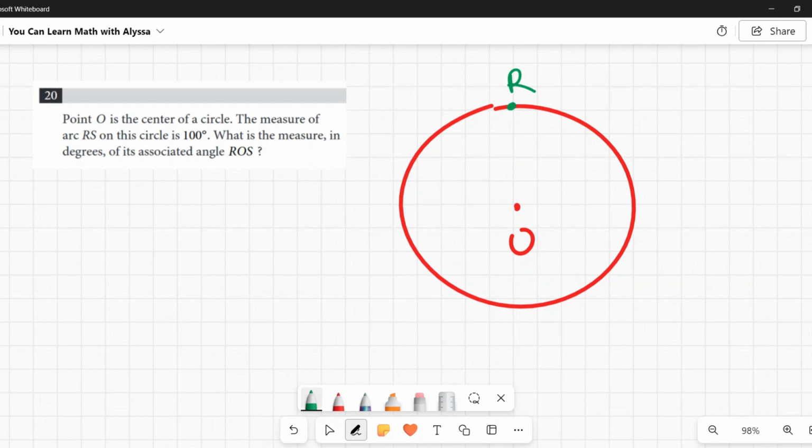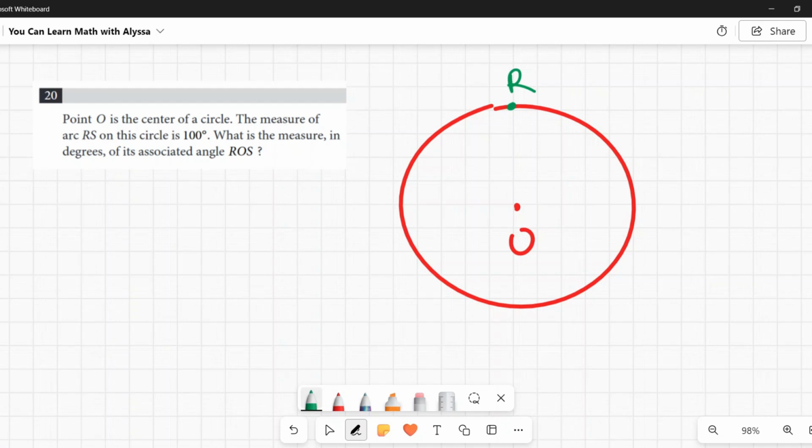Right, so if R is there and the arc on this circle is 100 degrees, arcs can be measured in degrees. I know some people have a real problem with this. I've gotten some comments with people telling me, you're so wrong, Mark, arcs can't be measured in degrees. They can. I'm sorry. I'm not sure why it's such a thing, but it is. I've had this multiple times. Arcs can be measured in degrees.